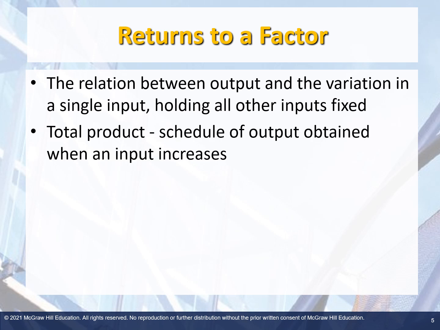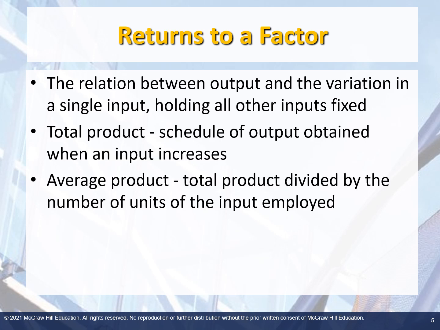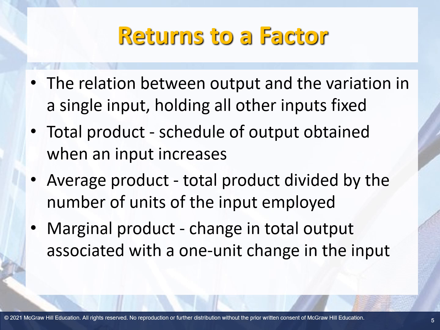The second is average product. This is the total product divided by the number of units of the input used. It tells you how much output, on average, each unit of input produces. And third, marginal product. This is the change in total output that results from using one more unit of the input. It shows how much additional output you get from adding one more unit of input.